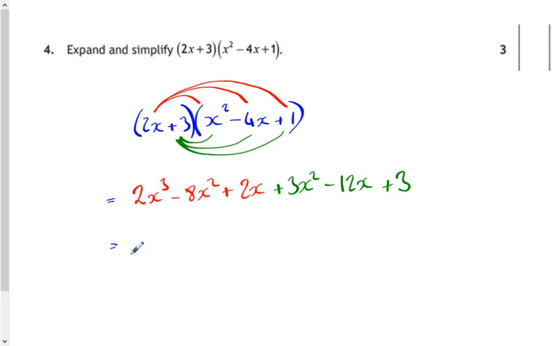Our 3rd mark comes from the simplification that must include the cubed term. So we have 2x cubed, negative 8x squared plus 3x squared is negative 5x squared. 2x minus 12x is negative 10x. And we've still got this plus 3 on the end here. There's our 3 marks.